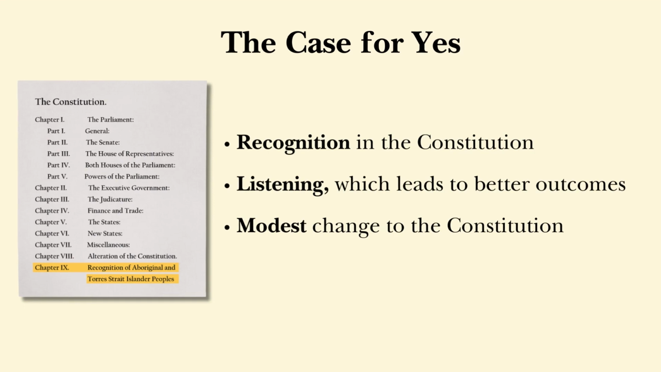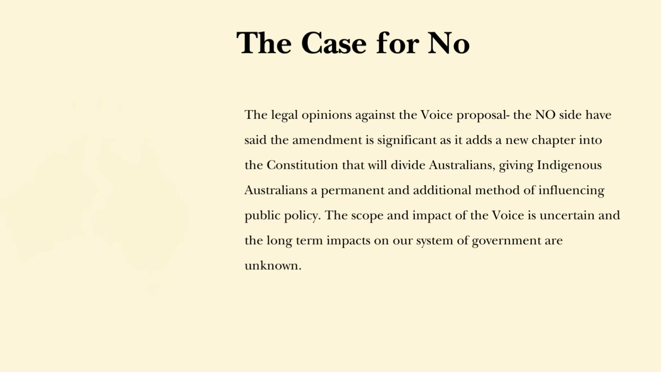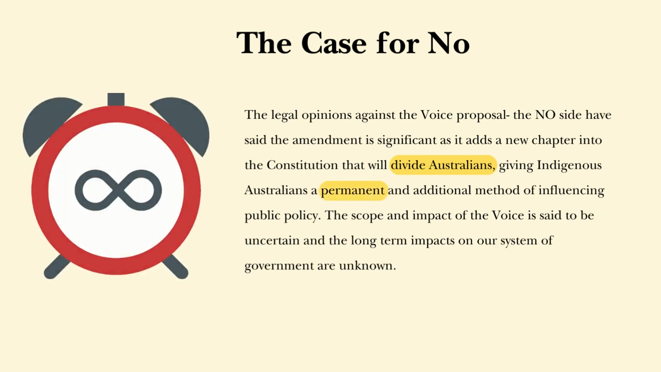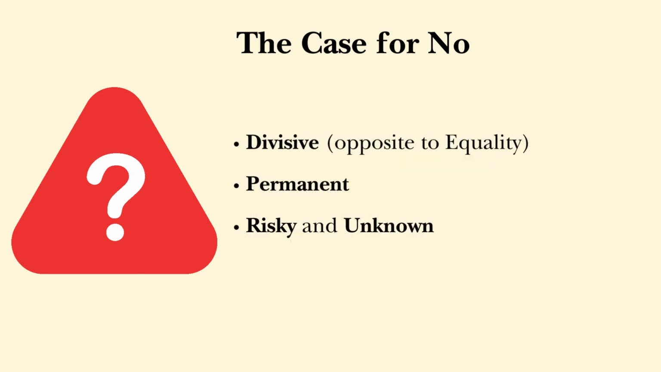The legal opinions against the Voice proposal, the no side, have said the amendment is significant, as it adds a new chapter into the Constitution that will divide Australians, giving Indigenous Australians a permanent and additional method of influencing public policy. The scope and impact of the voice is uncertain, and the long-term impacts on our system of government are unknown. As detailed further by Chris Merritt in the same legal debate, the amendment is divisive, permanent, risky and unknown.